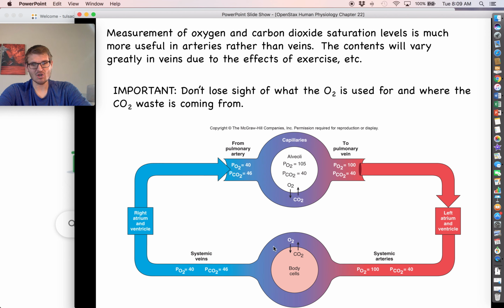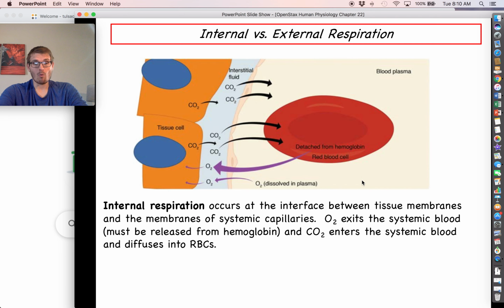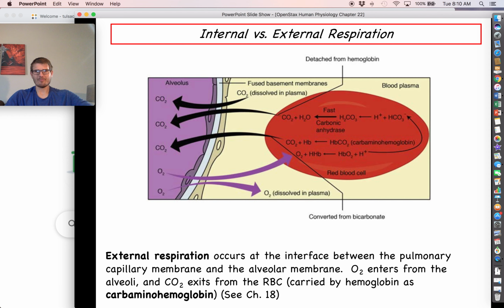After gas exchange occurs here in the systemic tissues, you can see we have picked up some carbon dioxide, it's gone up to 46, and we have dropped off a significant amount of oxygen. We've gone from 100 to 40. But you'll notice that as we make our way back into the pulmonary circuit, we get these things back to where they should be. In the pulmonary capillaries, we bring in more oxygen to go from 40 back to 100. We drop off carbon dioxide to go from 46 back to 40. So that works out perfectly.